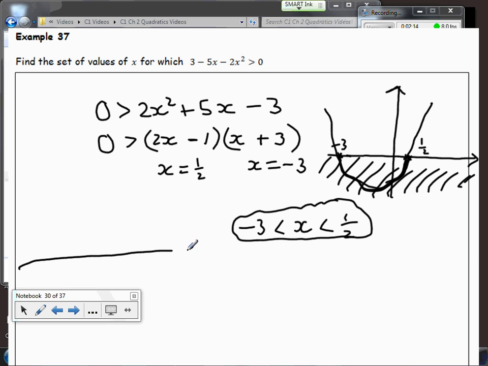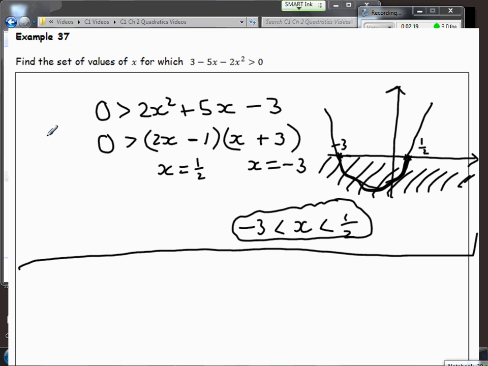You might choose to use the alternative method and just factorise it as it is. So let's look at that method. Let's try to factorise the negative. So we need two numbers that multiply to give us 3, so we need 3 and 1. And we need to multiply to get 2x squared, so we're going to need x and 2x.